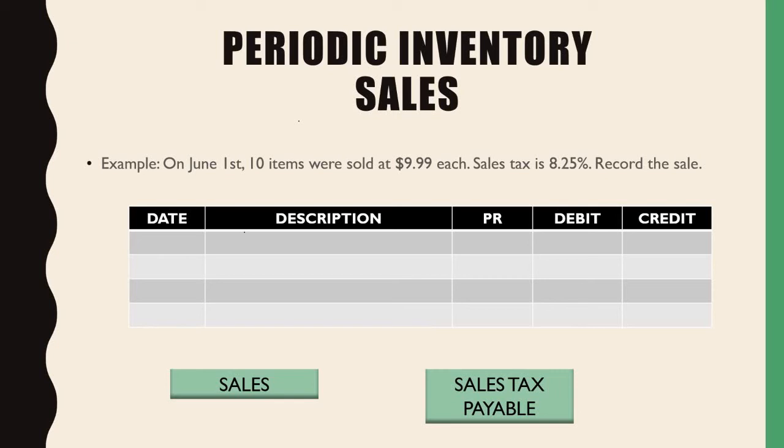So remember there's 5 types of accounts. So what type of an account is sales? That's revenue. It is a revenue. So you will always credit your sales. So in this case, if I sold 10 items at $9.99, what should be my total sales?